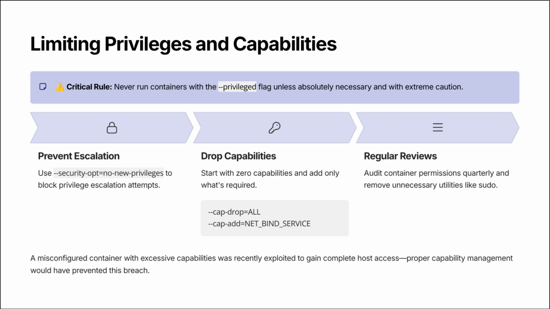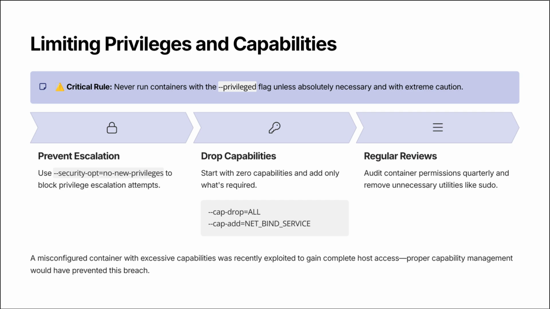On this slide, we're diving into the concept of limiting privileges and capabilities within your container environment. It's an important rule of thumb to never run containers with a privilege flag unless absolutely necessary and extreme caution has been exercised. Now, why is this critical? A recent exploit took advantage of a misconfigured container with excessive capabilities to gain complete host access. Proper capability management could have averted such a breach.